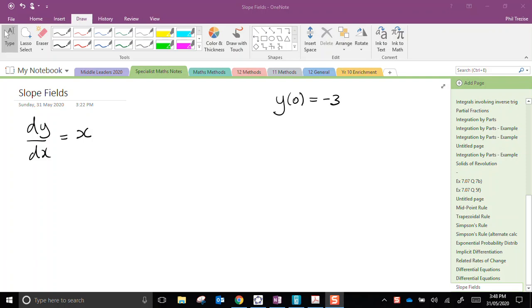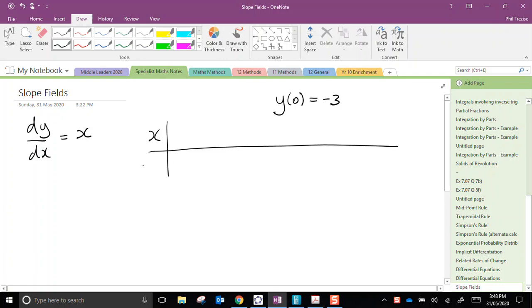Hi everyone, this lesson is about a particular topic in differential equations called slope fields or gradient fields. So here's a differential equation, dy over dx equals x, and we're going to plot the slope field for this differential equation. This is the way we would do this. We would set out a table of x values and then dy dx values.